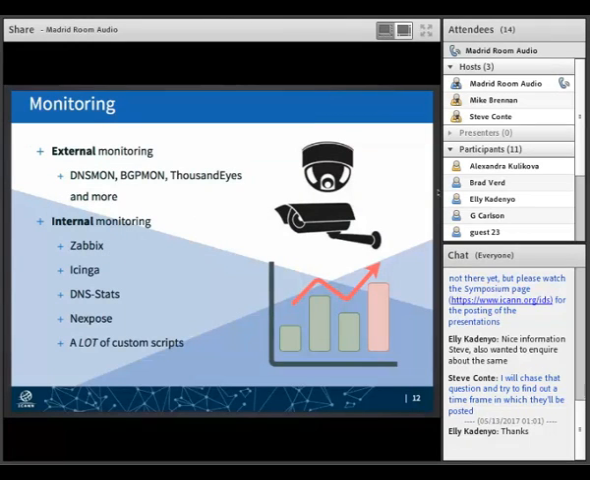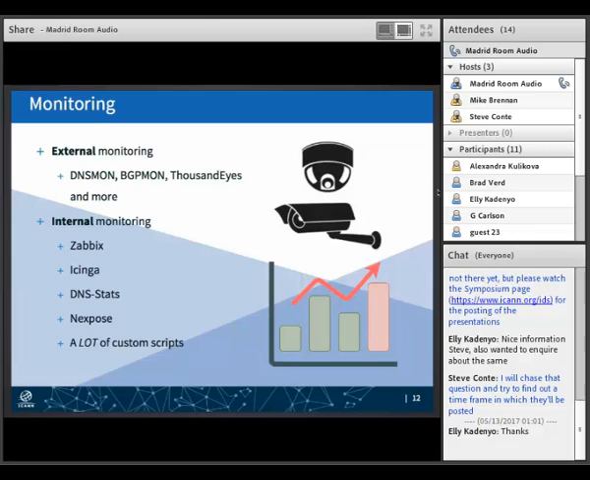For monitoring, we're using a mixture between external and internal monitoring. For external monitoring, for the DNS part, we're using ThousandEyes and DNSMON, basically for having a better look at what's going on. BGPmon, to notice if some route is being propagated or someone is trying to hijack our prefix or our AS number somewhere.